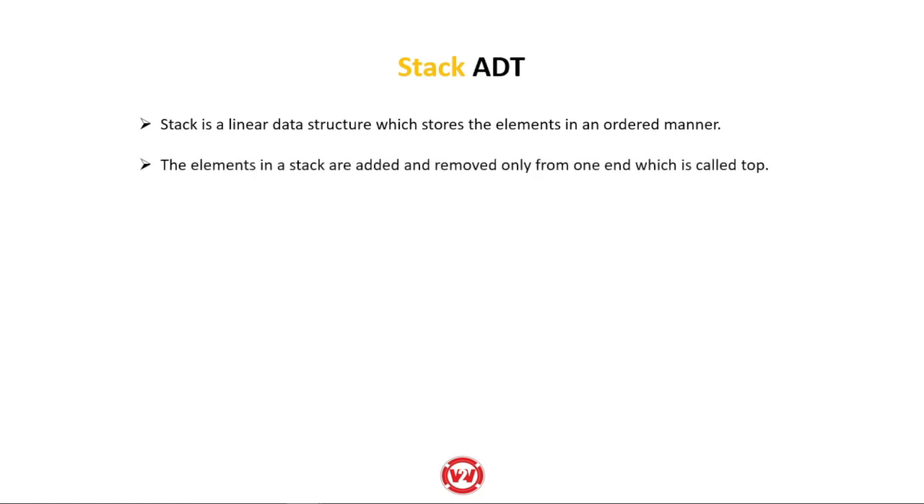Now, what do we understand from this example of a stack? A stack is a kind of linear data structure which stores the elements in an ordered manner. So we are storing one element after the other, in an ordered manner. The elements in a stack are added and removed only from one end, which is called the top.